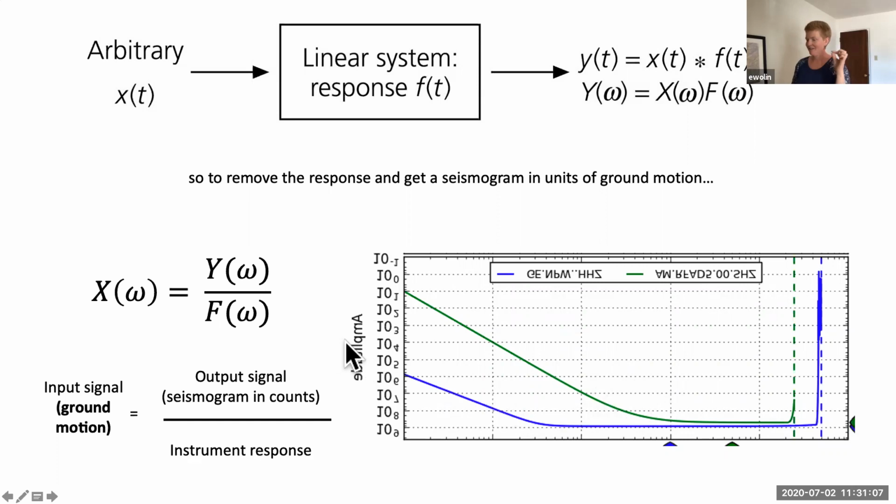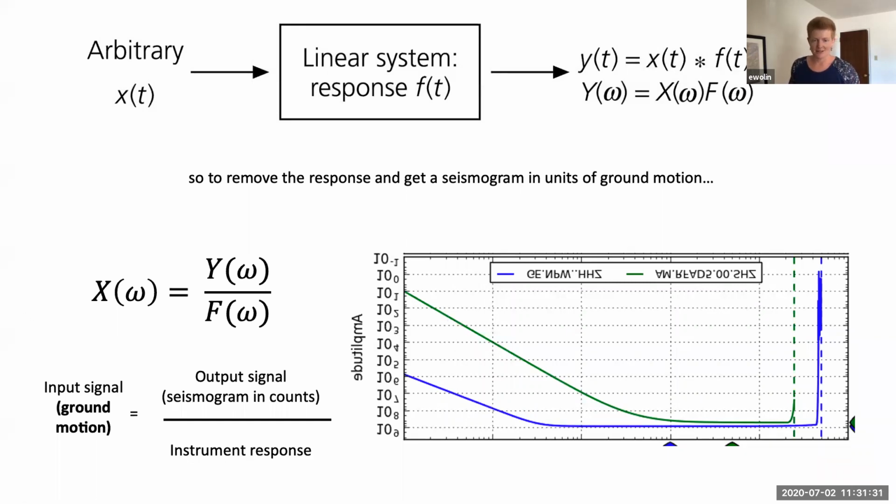If you have very small, low frequency signals, and you suddenly multiply them by what is now a very large number, you're going to blow up that noise, and that can introduce artificial long period noise in your signal if you do not know the response of this instrument very well at long periods.